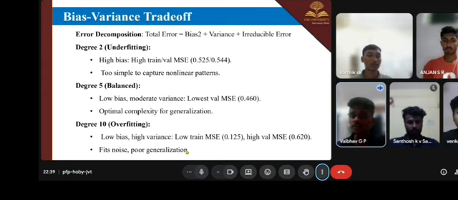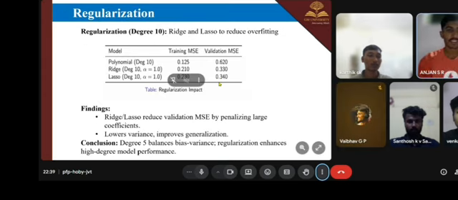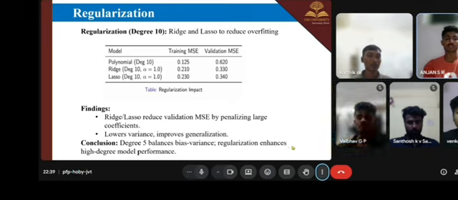The next slides will be continued by Anjan. So, regularization. Ridge and lasso are used to reduce overfitting. The model is used for training and validation purposes. We are finding that ridge and lasso reduce validation error by shrinking large coefficients. Lower variance improves generalization. In conclusion, degree 5 validates the bias-variance trade-off, and regularization enhances high-degree model performance. Now it is continued by Santosh.